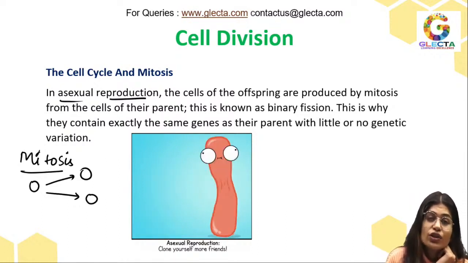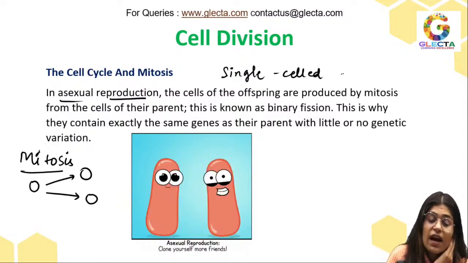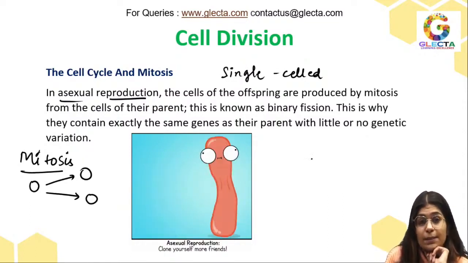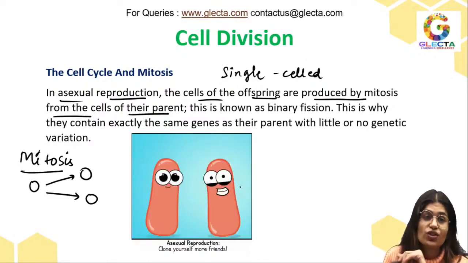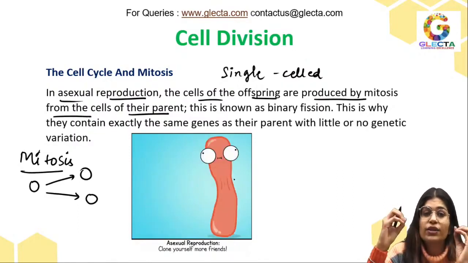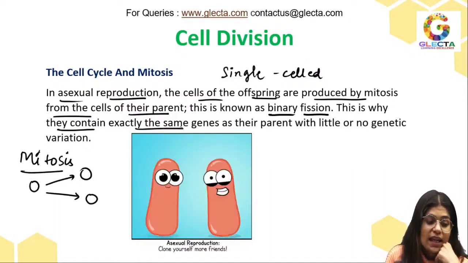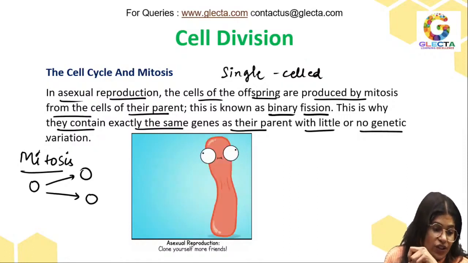Those organisms are usually single cell. When I say single cell, I mean they only have one cell as their body, like this bacteria has. The cells of the offspring are produced by mitosis from the cell of their parent. So they just divide, so it becomes two bacteria from one. This is what is known as binary fission. This way, they contain the exact same genes as their parents with no or little genetic variation.